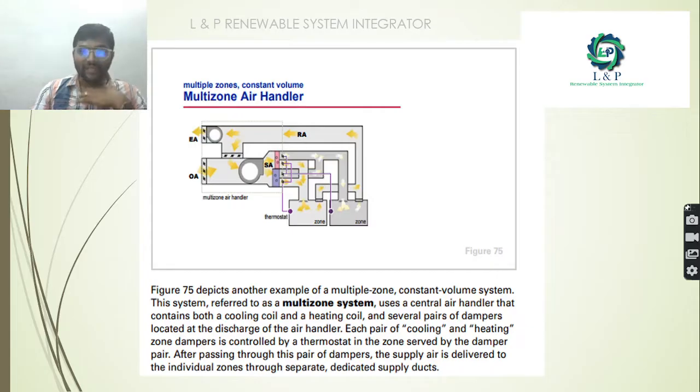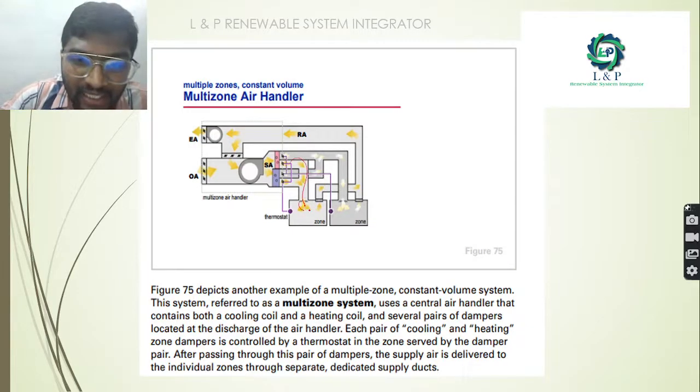So this is a simple example of a multi-zone air handler. As you can see, the supply duct is going into this room, and it is also going to some other room.